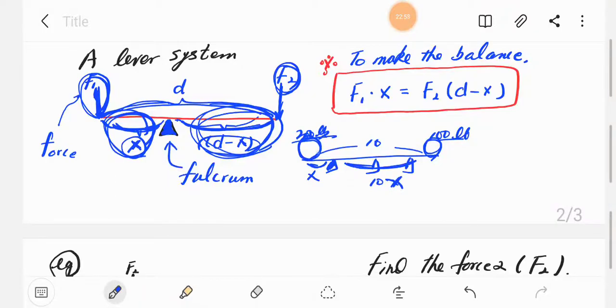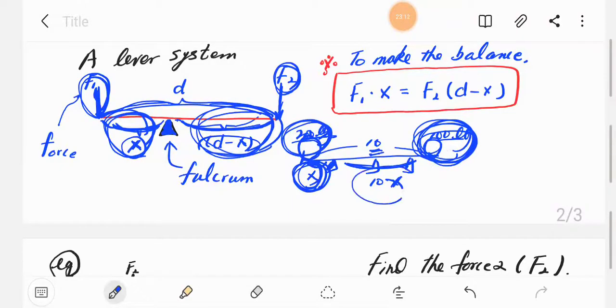So use the formula. The force on one side times the distance on the same side should be equal to the other force, which is 100, times its distance, which is 10 minus x. So this force times x is equal to this force times this distance. That's how we use it. So let's try an example.